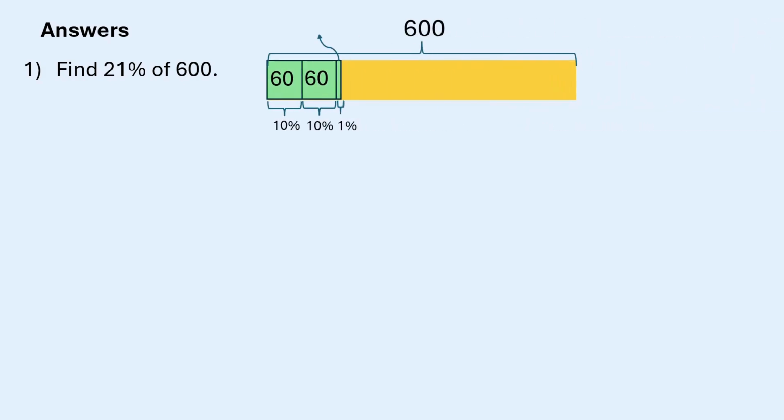Okay, so let's now go through some answers. Question 1, which was find 21% of 600. Here is my bar model, which shows I've got 2 lots of 10%, so that'll be 60, and then 1% of 600 would be 6, and then we add those together to get 126.